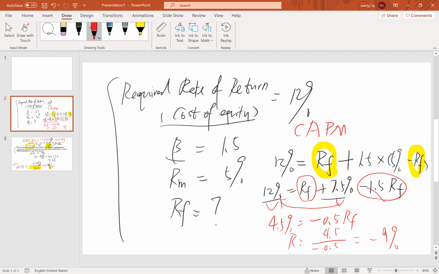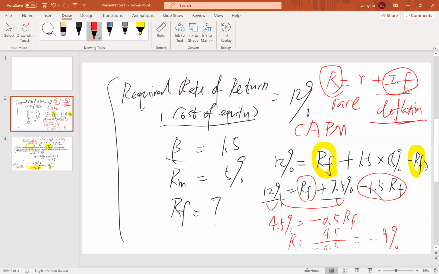It is possible because all the returns you see in the questions are nominal returns. The nominal return equals the real rate plus the inflation rate. So if our country has high deflation, then they can have a negative risk-free rate. The case is not very common, but it can be possible in reality. If some country experiences high deflation, that means inflation is negative, then they have a possible negative risk-free rate. If they have a low interest rate and high deflation, this risk-free rate can be negative.